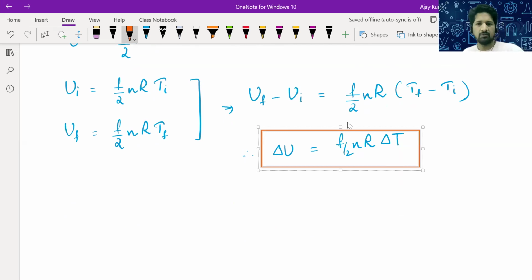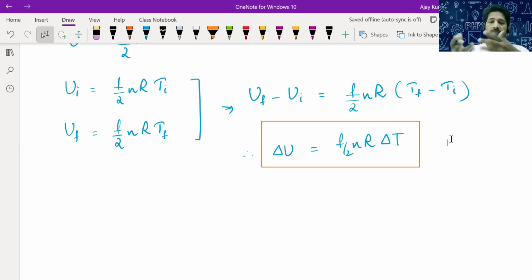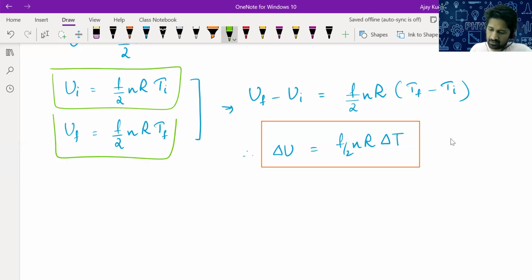Usually in the questions that will be given to you, there won't be any change in the number of moles or the type of gas. If it changes, suppose extra moles are introduced, or sometimes monoatomic may fuse and become diatomic, or diatomic may disintegrate to become monatomic, so the degrees of freedom can change. Then you will have to write initial and final separately and subtract. But suppose degrees of freedom and number of moles are not changing, then you can use delta U is equal to F by 2 nR delta T.